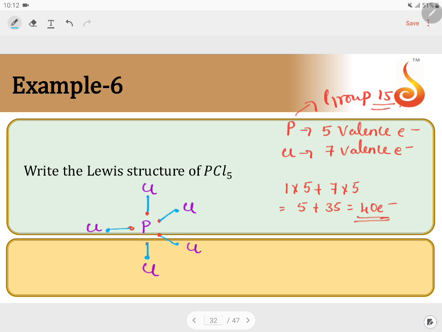Except this 1 electron, each chlorine will have 6 electrons. 1, 2, 3, 4, 5, 6. So, we are writing 6 on each chlorine.